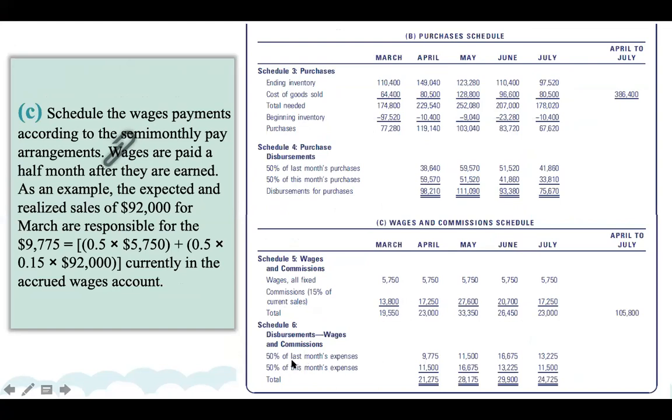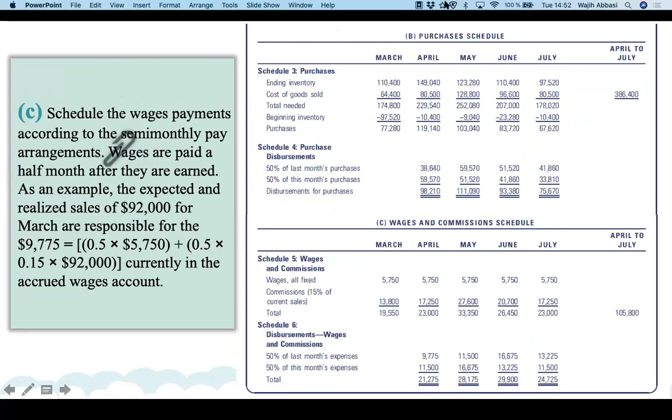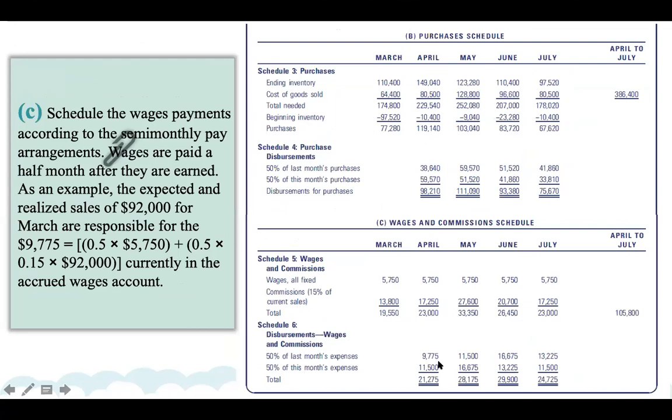See, 50%. So it is $11,500 for the month of April. We have to report this number into the accrued liabilities in the balance sheet.